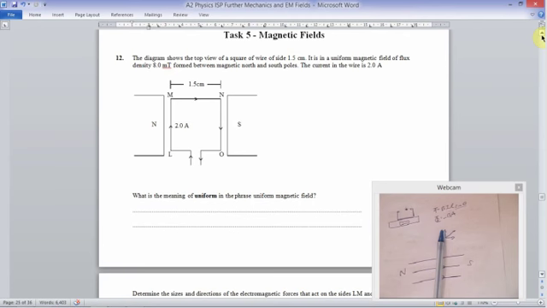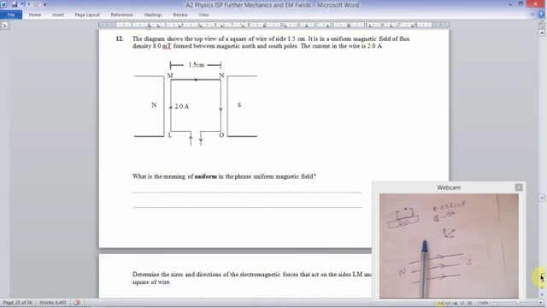So, first question. What is meant by a uniform magnetic field? If we've got a uniform magnetic field, that is the idea that the magnetic flux density is constant or the magnetic field lines are parallel. So when we draw the field lines in there, they will be parallel. But the idea is that flux density throughout that is constant.